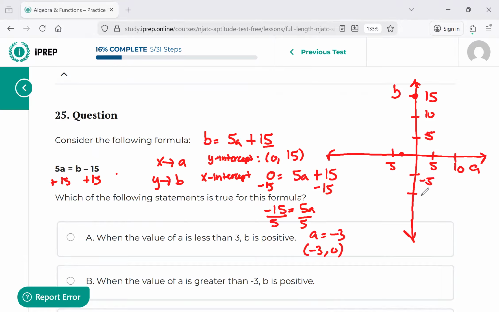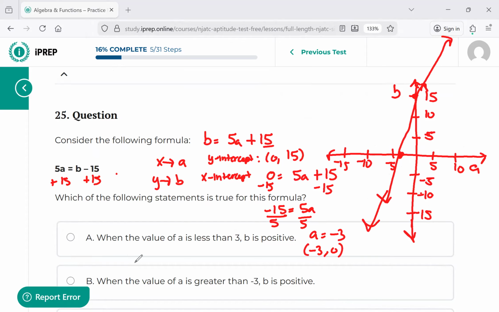So on the x and y axis, we're going by 5s. So we have a point of negative 3 comma 0 and 0 comma 15. Connect the dots. This goes up. Wait, let's keep on going. Okay, let's look at the choices.